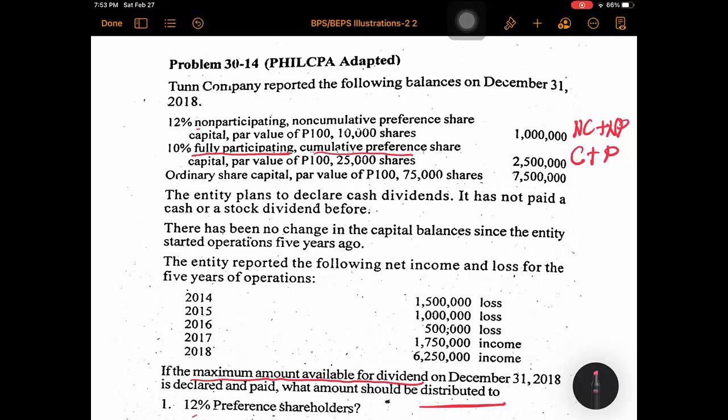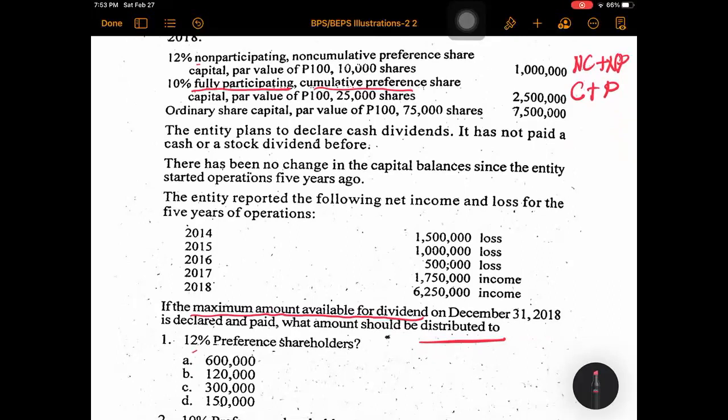So the entity reported the following net income and loss for the 5 years. So, right, 2014 loss, 2015 loss, 2016 loss, we can understand that they did not declare because they had losses for the first 3 years. 2017, they had income of 1,750,000 but did not declare. Maybe they were still absorbing the losses of the first 3 years. Or maybe the board was still deciding to set aside dividends. So, starting on the 5th year, their income became bigger. That's the time they declared dividends, cash dividends.